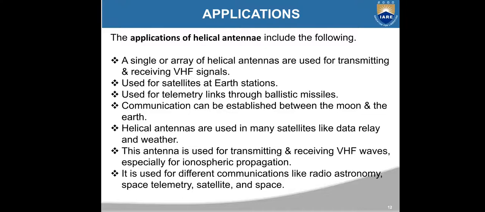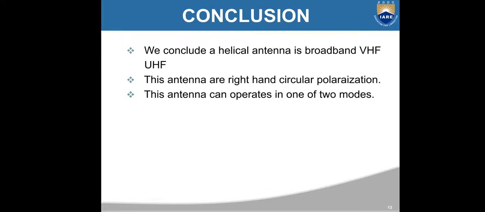Helical antennas are used in many satellites like data relay and weather satellites, and it is used for transmitting and receiving very high frequency waves, especially in ionospheric propagation. This antenna is used for transmitting and receiving very high frequency waves only, especially in the ionosphere region, which is one of the regions. And it is used for direct communication like radio astronomy, space telemetry, satellite and space.